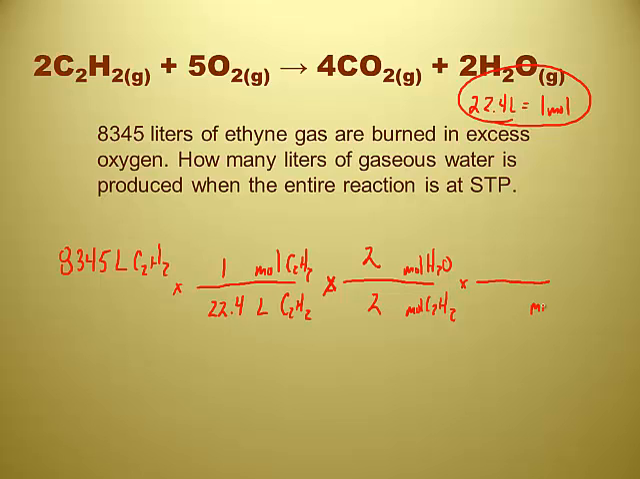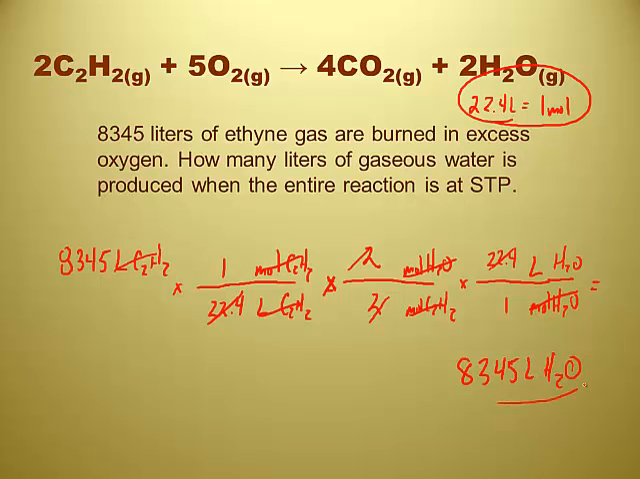And now volume of water using the same ratio. Since water's a gas here and it's at STP, I can say 22.4 liters of H2O and 1 mole. All right, so I don't even need a calculator. I'm going to check for things that cancel. Liters and liters cancel. Moles and moles cancel. Moles of water and moles of water cancel. Now the 2 and the 2 cancel, and the 22.4 and the 22.4 cancel. Mrs. G, what's 8,345 times 1 divided by 1 times 1 divided by 1 times 1 divided by 1? Pretty sure it's 8,345 liters of water. This was a boring one.